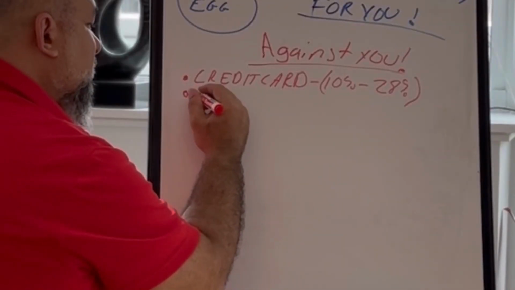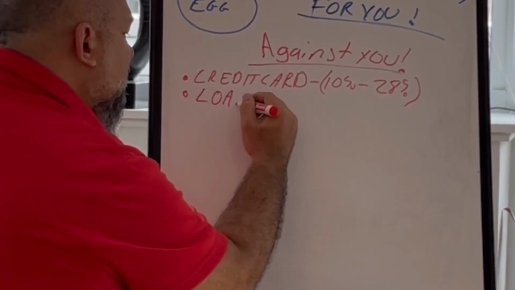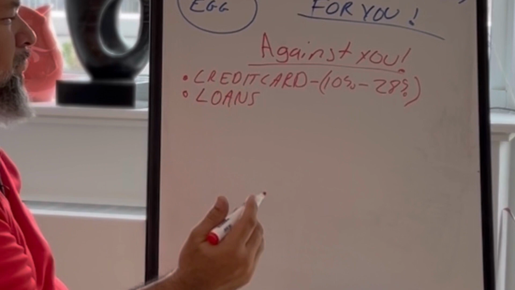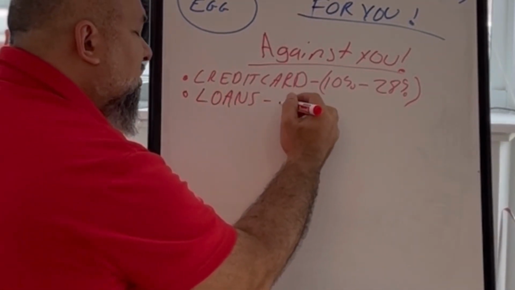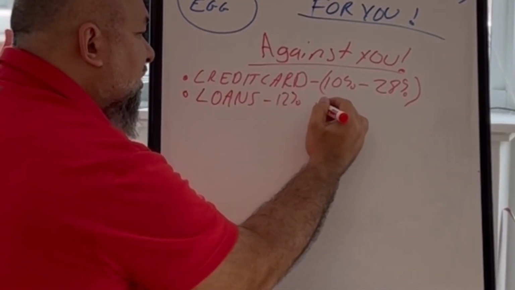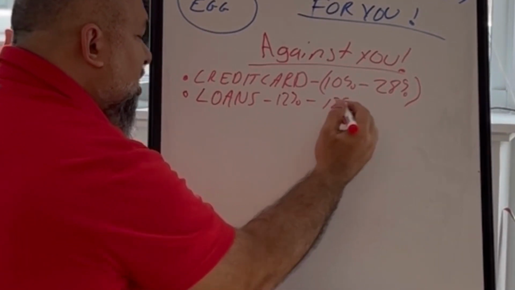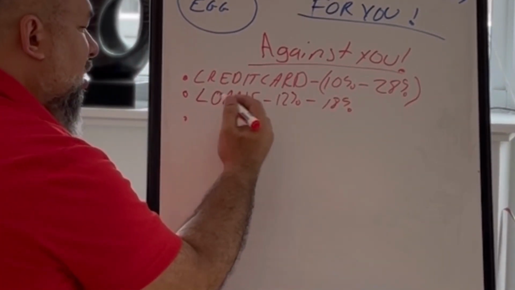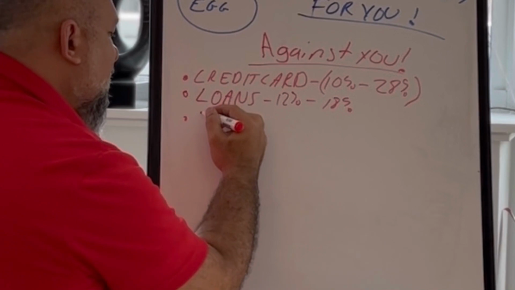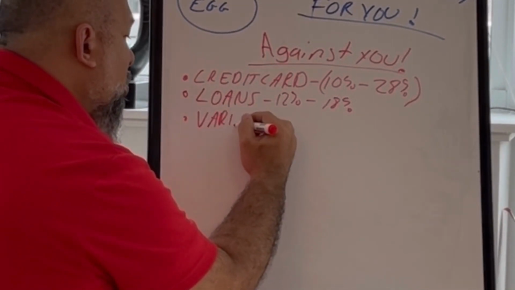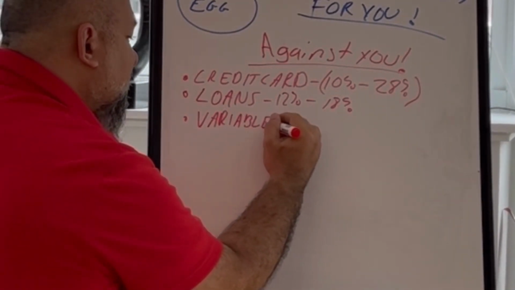Another thing is, you have loans, right? You could have a lot of loans, and these could be high interest loans, 12%, even as much as 18%. You could have a mortgage, a variable interest mortgage, right?